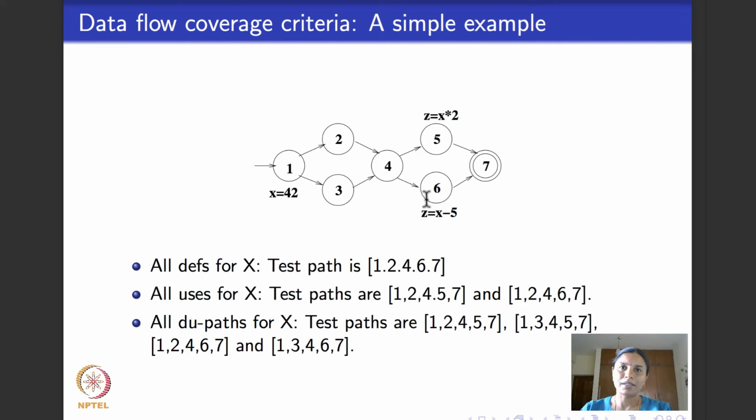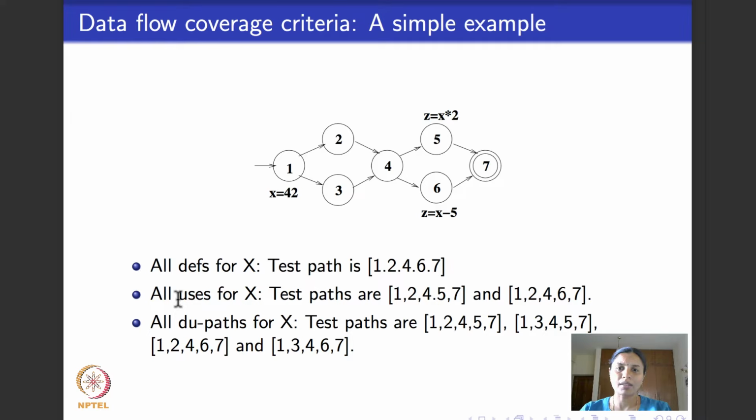You remember this small example that we had seen in the last lecture. There were only two variables in this small graph, x and z. X was defined here and used at 5 and 6. Z was defined at nodes 5 and 6. Suppose I have to cover all defs criteria for x, then the test path that I would take is 1, 2, 4. I could either take 6, 7 or 5, 7. Basically, x is defined at node 1. Take a test path that covers this definition and one use. It could cover either this use at 5 or this use at 6.